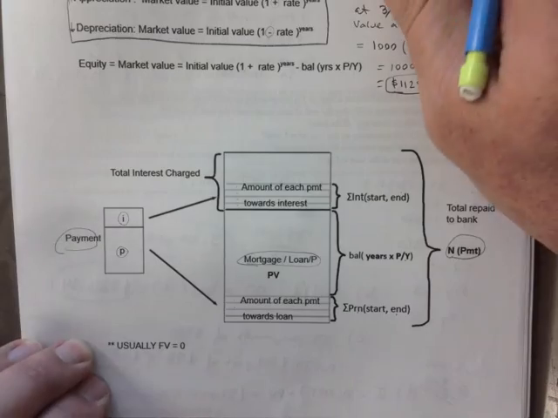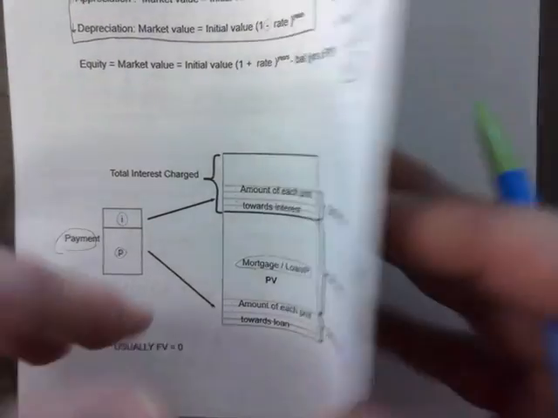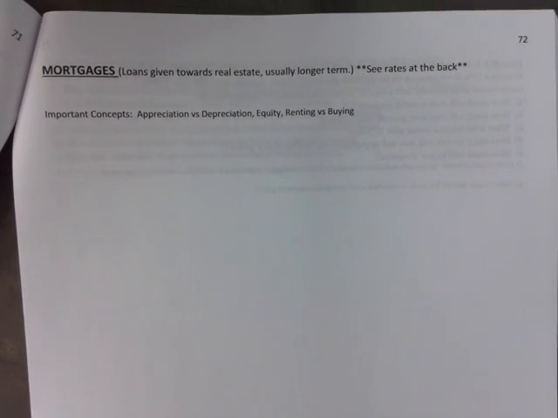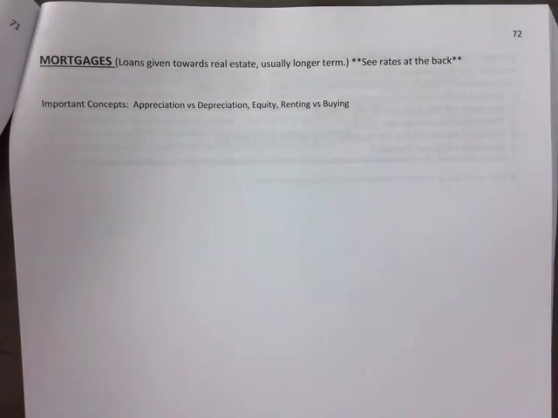I think I'm just going to leave it at that. So we're going to go to mortgages, okay? Page 72, mortgages. And especially for this unit, you are pretty good at it, but make sure your study sheet gets built up with formulas for this particular unit.